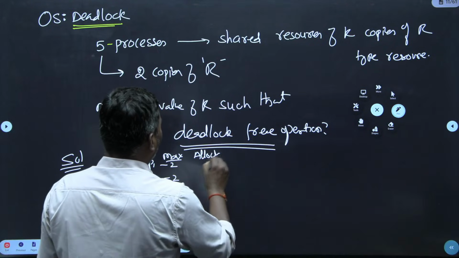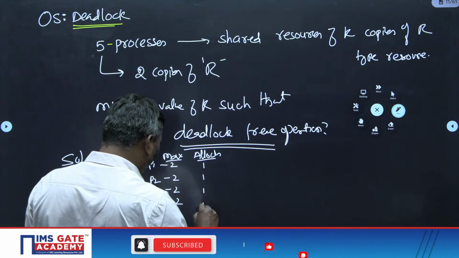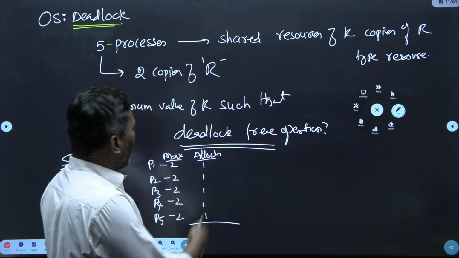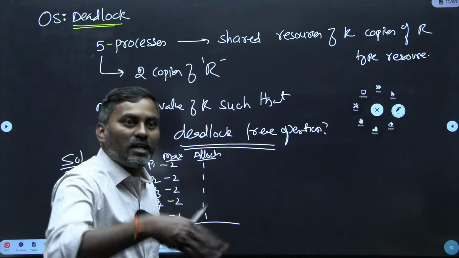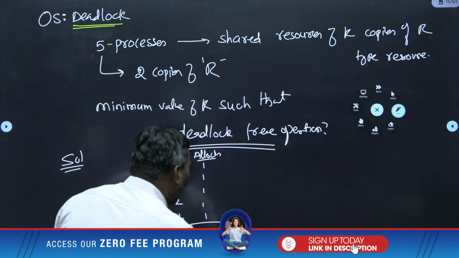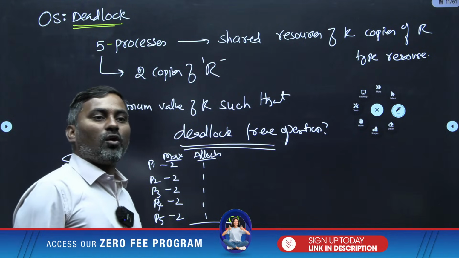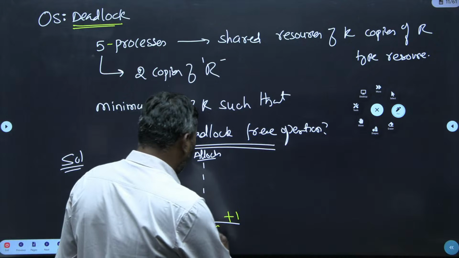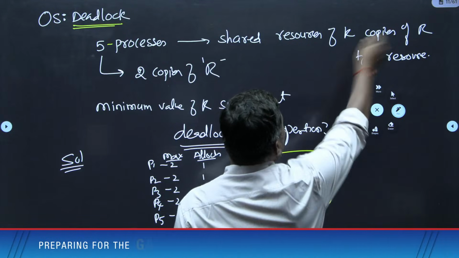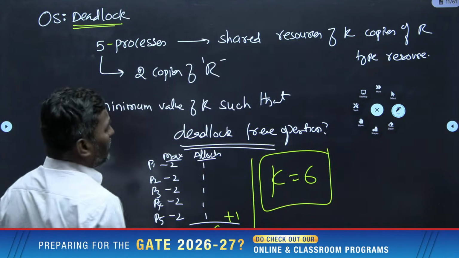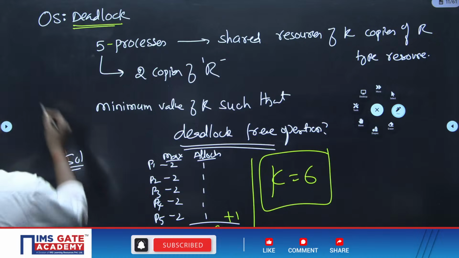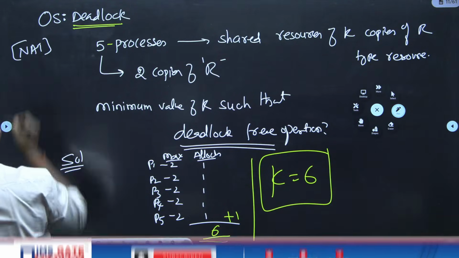For allocation, I can give 1, 1, 1, 1, 1, and this leads to deadlock, since everyone is holding one copy and waiting for one more. If I give one extra copy here, this will solve the deadlock problem. In total that is 5 plus 1, 6 copies. If I have 6 copies of R, there is definitely no deadlock in the system. So the minimum K is 6. This is a numerical answer type question.